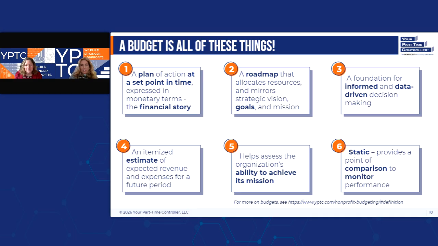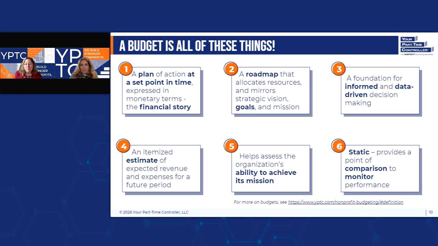So I want to emphasize that last box there, number 6. The budget is static. You're going to hear us say this over and over again in our presentation. Your budget should not change. Think of this as your starting point. It's your best estimate based on the information you have available to you at the time you prepared your budget. Any updates or new information learned during the course of the year really belong in your forecast.